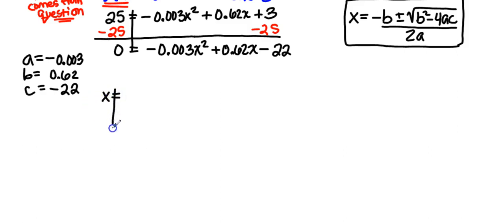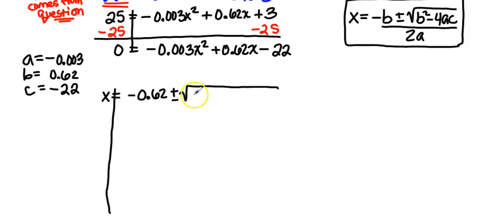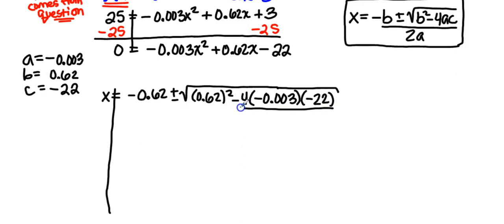So I'm going to say x equals, and I'm going to draw a line down my equal signs to keep my work nice and neat. Negative b will be negative 0.62 plus or minus the square root of b squared. So for us, that'll be 0.62 squared minus 4, where a is negative 0.003 and c is negative 22, all divided by 2a, which is negative 0.003.